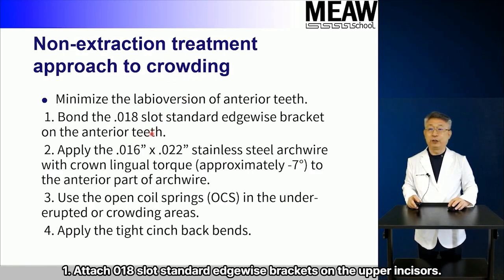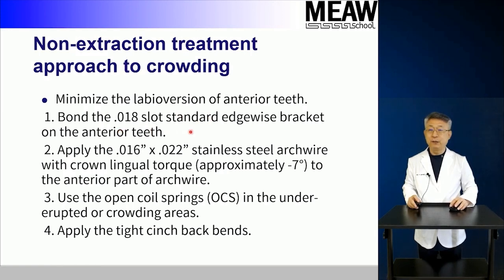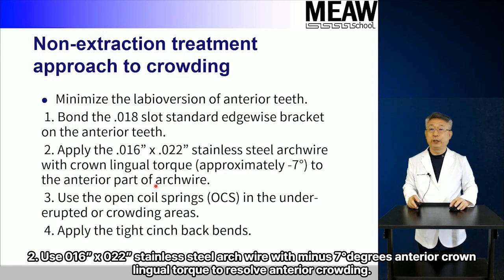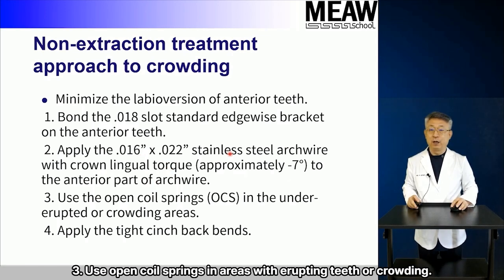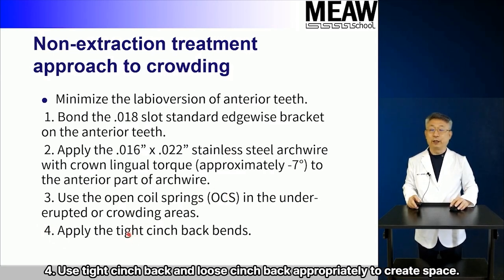1. Attach 018 slot standard edgewise brackets on the upper incisors. 2. Use 016 x 022 stainless steel arch wire with -7 degrees anterior crown lingual torque to resolve anterior crowding. 3. Use open coil springs in areas with erupting teeth or crowding. 4. Use tight cinch back and loose cinch back appropriately to create space.